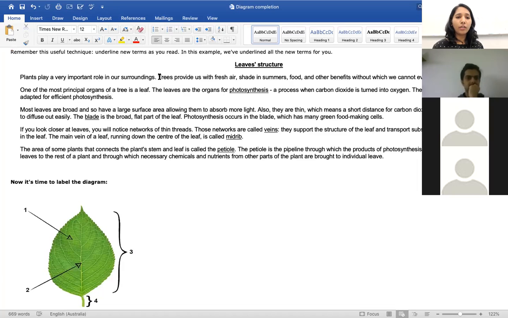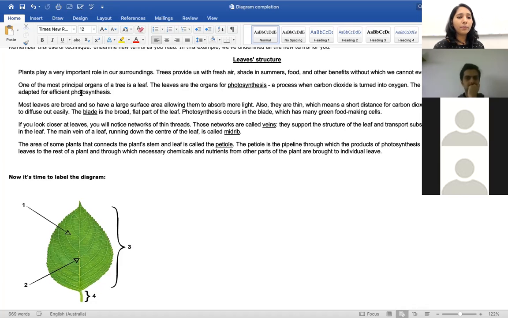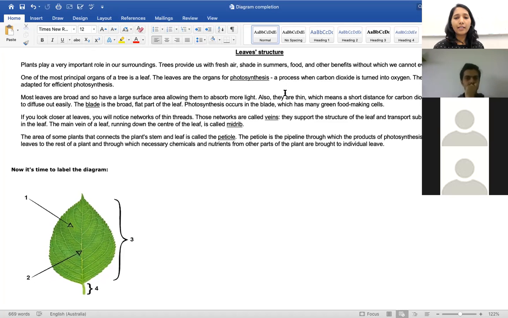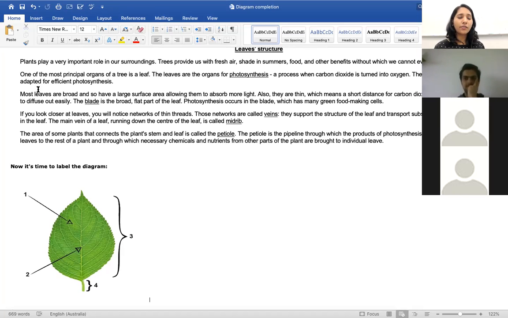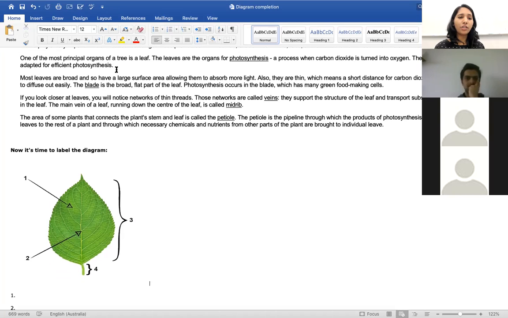Plants play a very important role in our surroundings. It's not important. Trees provide us with fresh air, shade in summers, food and other benefits. One of the principal organs of a tree is a leaf. The leaves are organs for photosynthesis, a process in which carbon dioxide is turned into oxygen. The structures of the leaves are adapted for efficient photosynthesis. Most leaves are broad and so have a large surface area, allowing them to absorb more light. So we take leaves are broad, have a large surface area, and we highlight it.